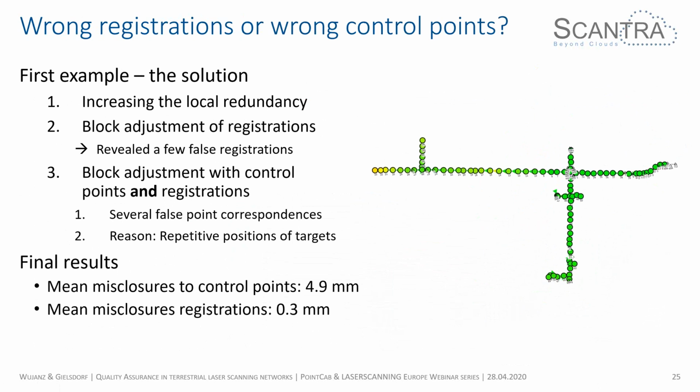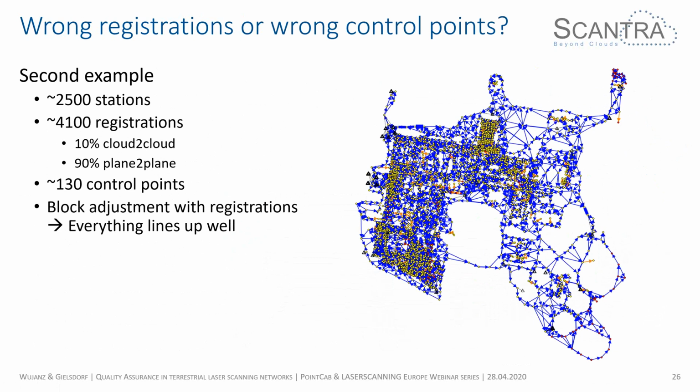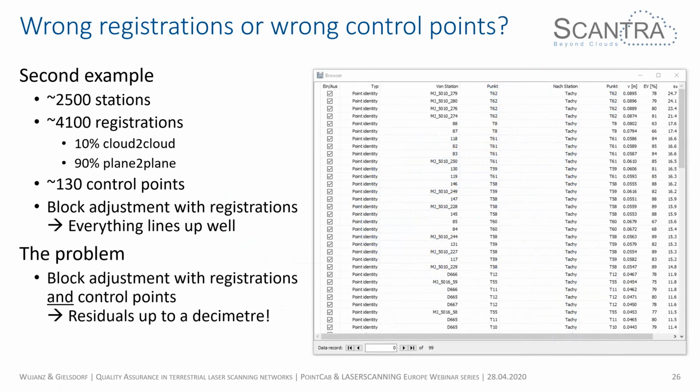But then I had another very interesting case lately, a bit larger project, 2,500 stations, 4,100 registrations. The client used cloud to cloud for the outdoors, and for the interior he used plane to plane. They used about 130 control points, and what was interesting here: once he ran the block adjustment with just registrations, everything lined up perfectly. But as soon as he ran the block adjustment with his control points, he saw residuals up to a decimeter.